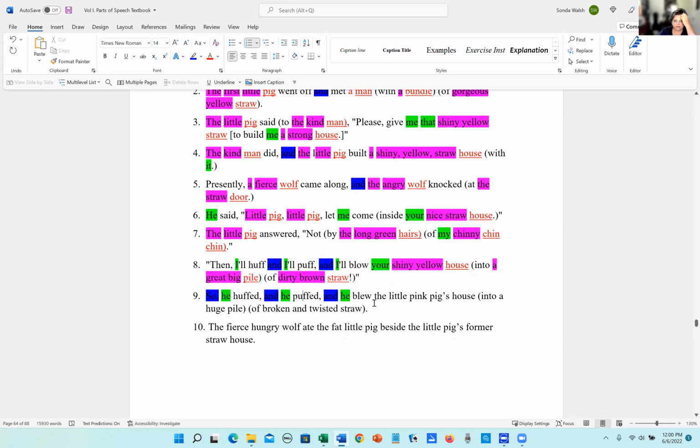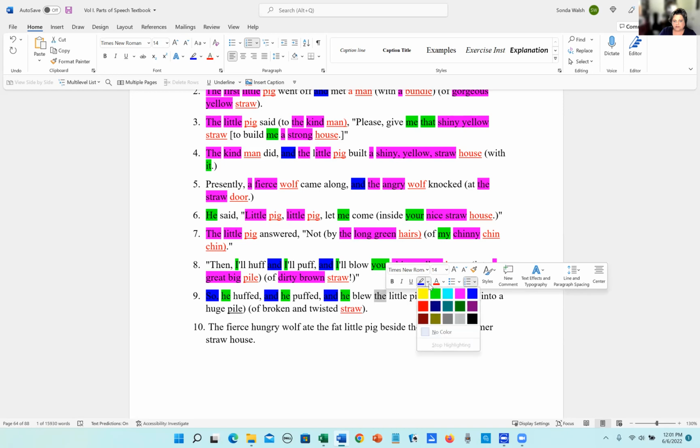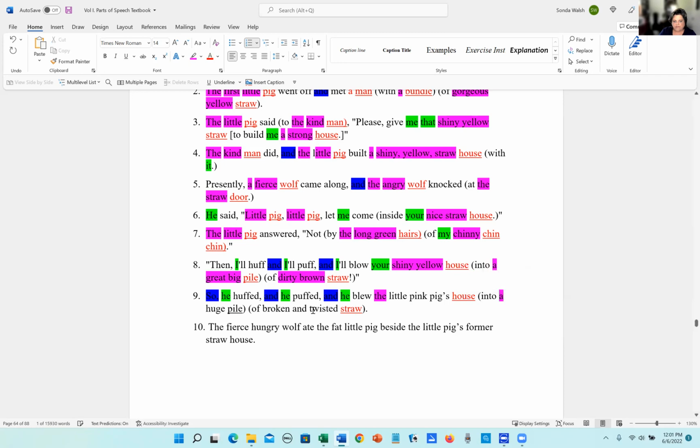Now huffed and puffed and blew, those are actions, so we're not going to do anything with those. Let's go to house. And that, oops, is a noun. Pile is a noun. And straw is a noun. All right, do we have any articles? Here's the word the. So let's make that an adjective. And a is an adjective. Oh, I missed an and right here.